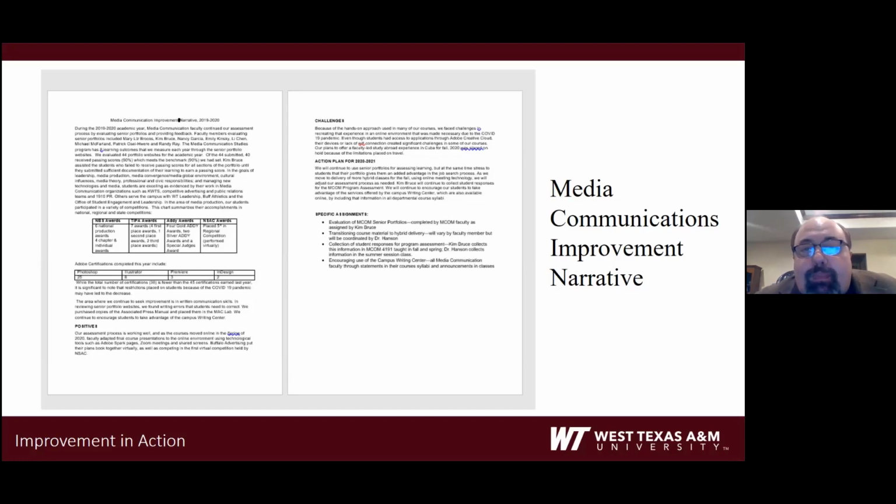In this one, they built an action plan for the next year, and they even put down the specific assignments that they were going to use to improve that action plan. What assignments they were going to use the next year, so that when they come back, they can go back and look at the various assignments they said they were going to use and build their data off of those assignments.